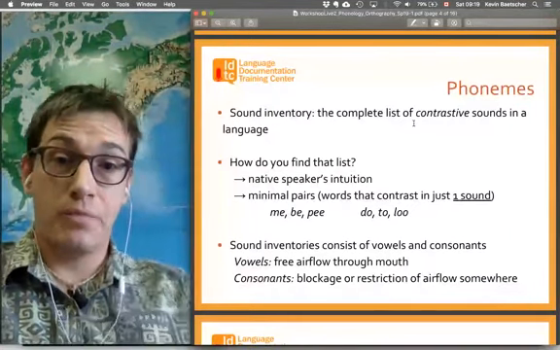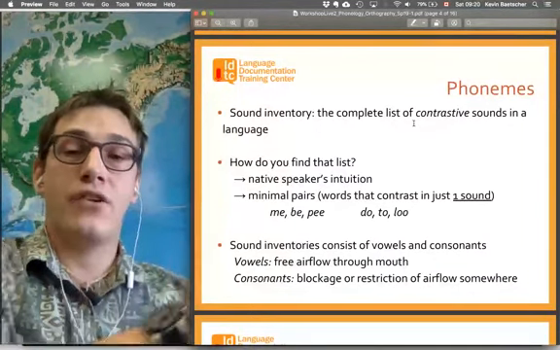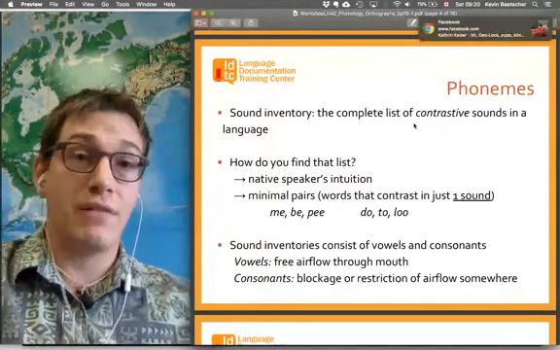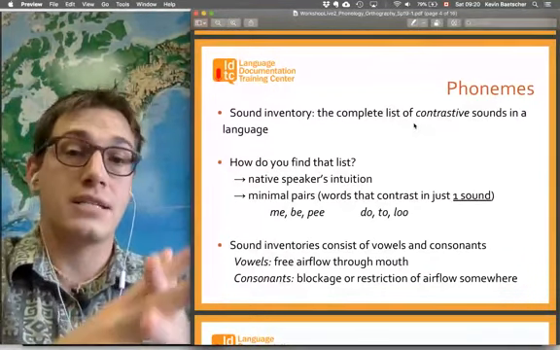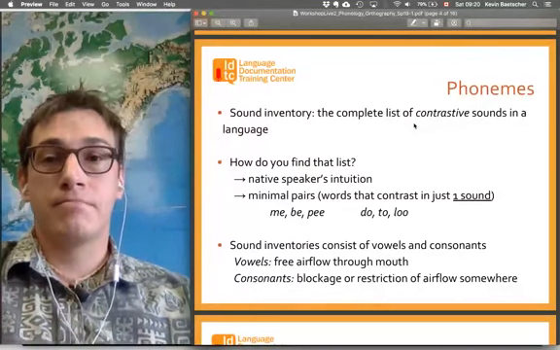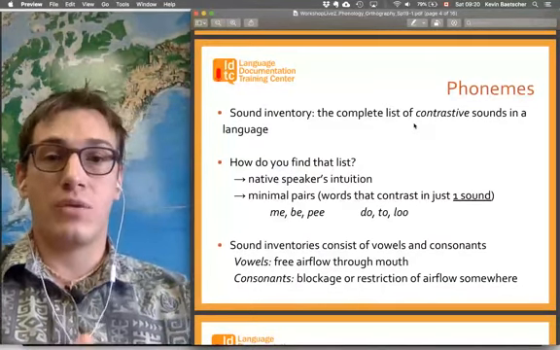Another minimal pair would be B and P, right? The same contrast, it's the B versus the P. The whole rest of the word is the same, even though you write it differently, but the sound that follows that is the same, right? So you can have minimal pairs, you can have minimal triplets, like the ones that I wrote down here.